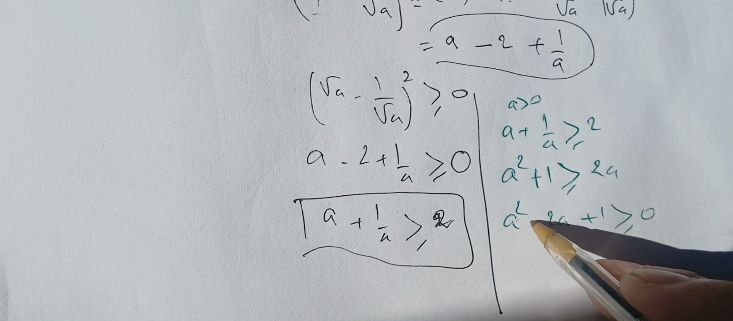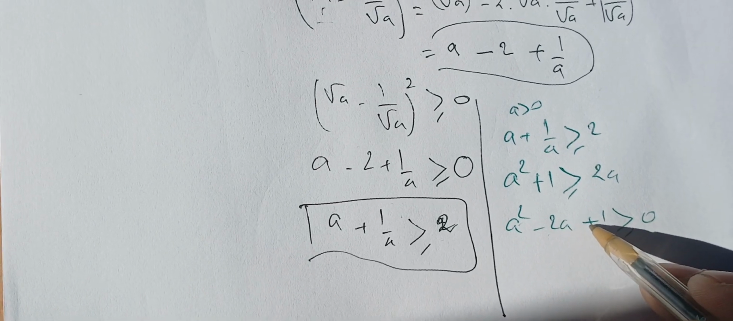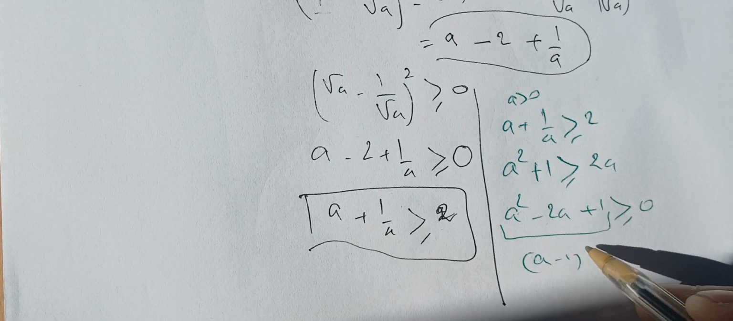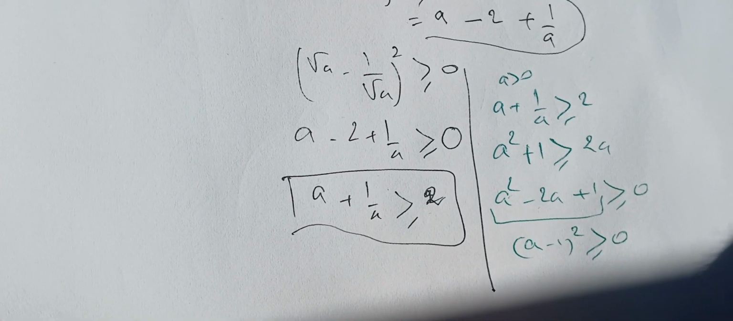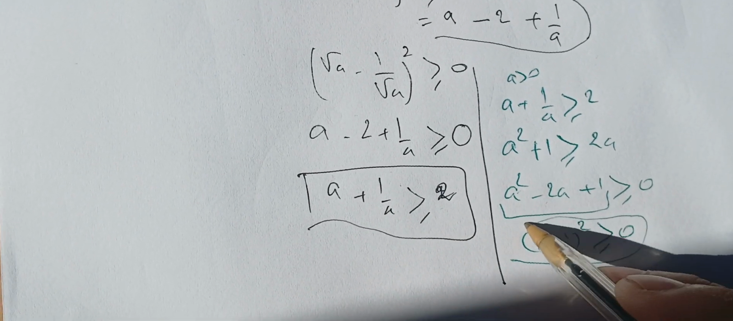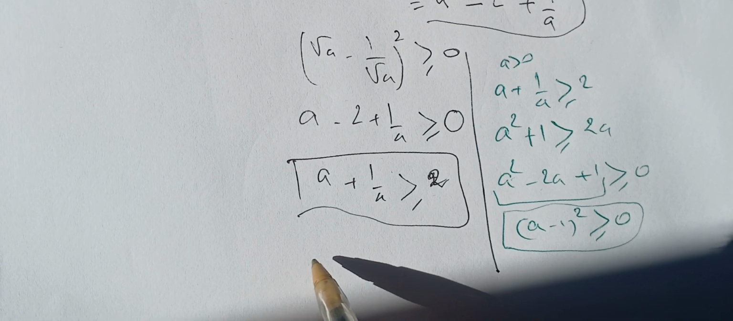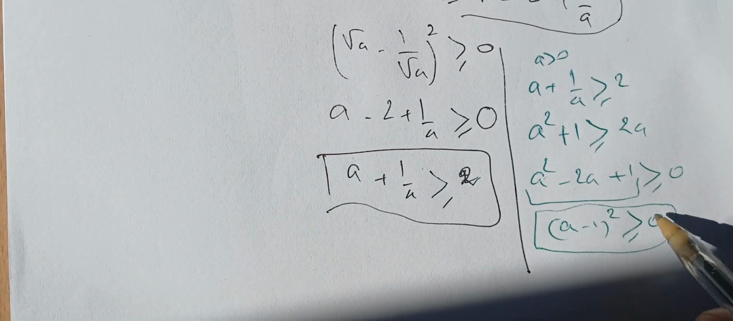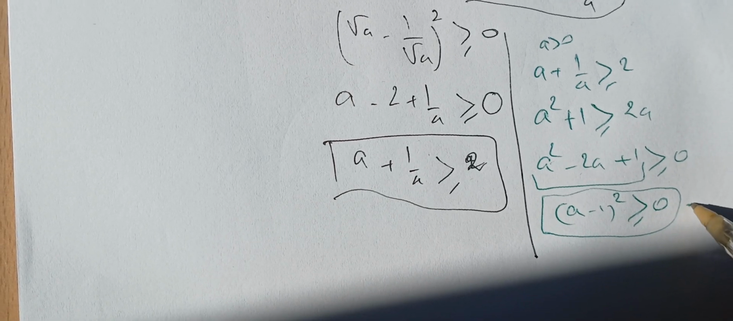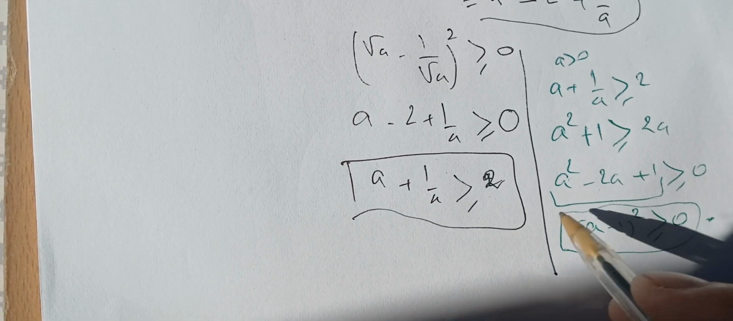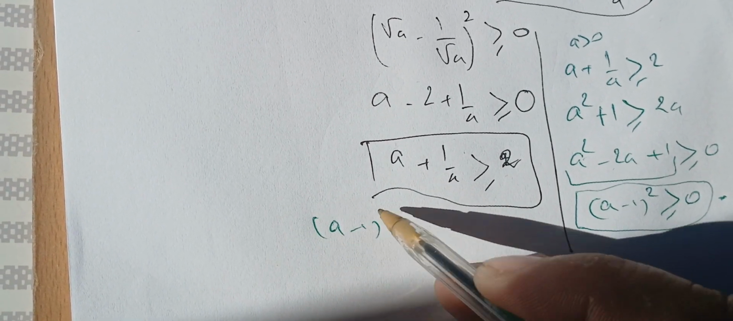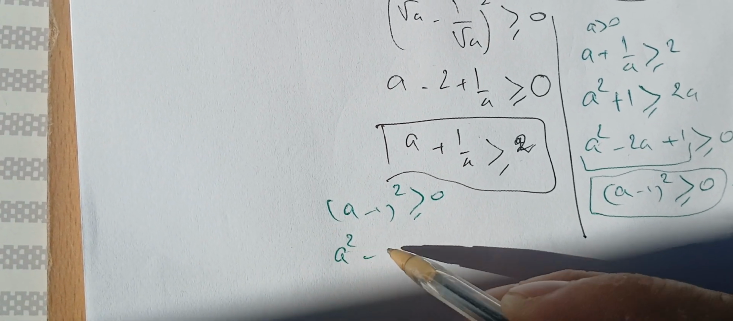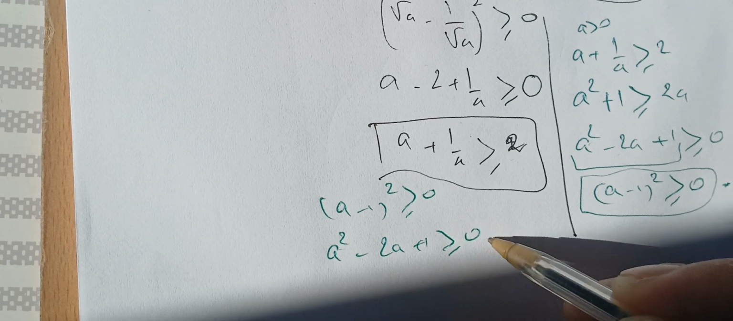And we see that this is just (a minus 1) squared, so this is always true. Or we can start from here. Another way is that we can start by saying that we know that (a minus 1) squared is always bigger than or equal to 0. Therefore we have a squared minus 2a plus 1 is bigger than or equal to 0.